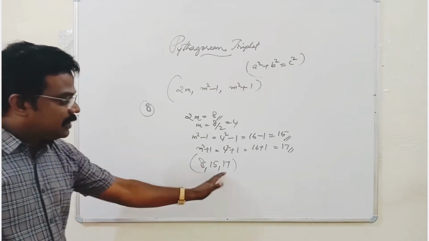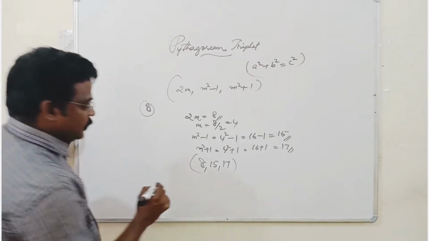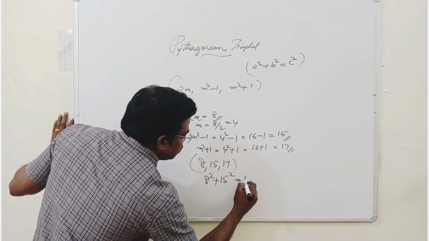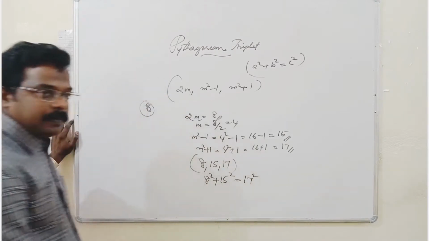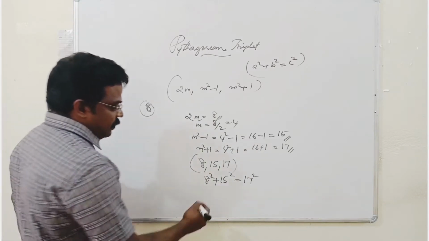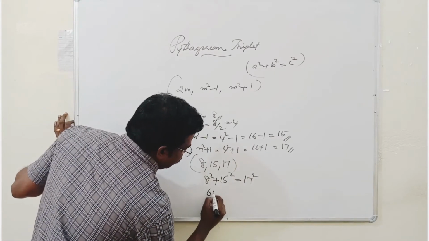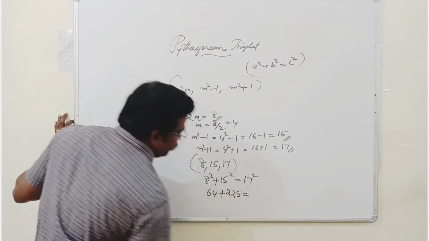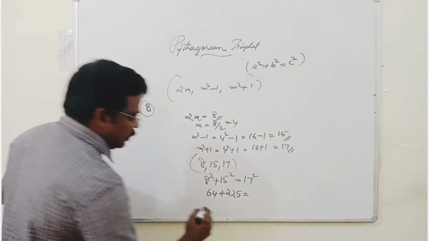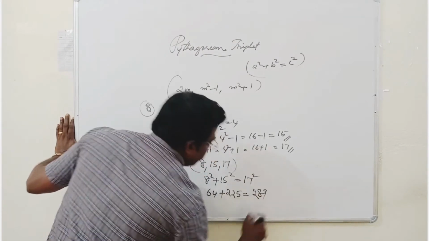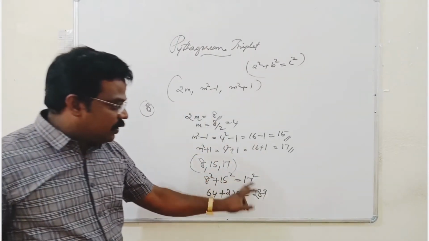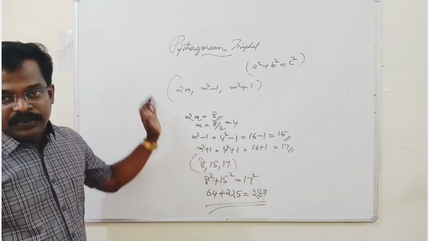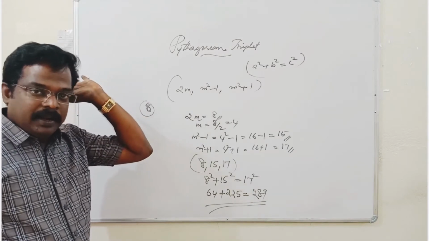We can check it. How can we check it? It should be 8 square plus 15 square equals 17 square. So 8 square, what is 8 square? 64. 15 square? 225. Equals what? 289. Okay, 289 is the square of 17. We can verify it. So this is the way to find the Pythagorean triplet.